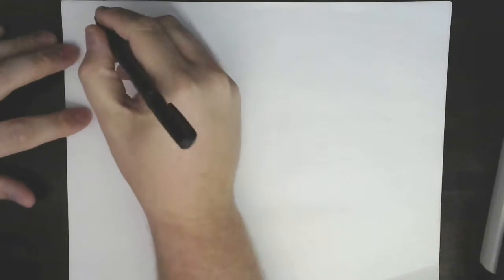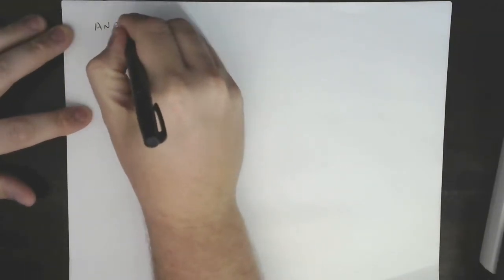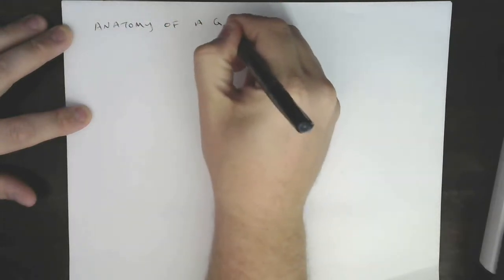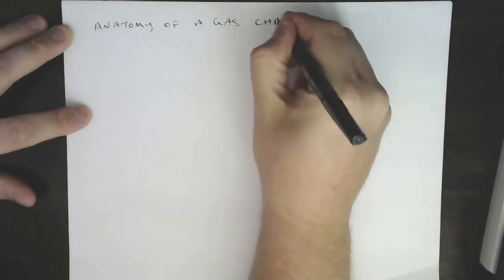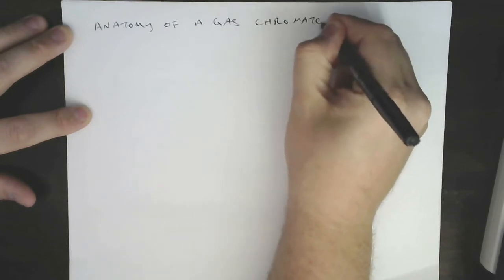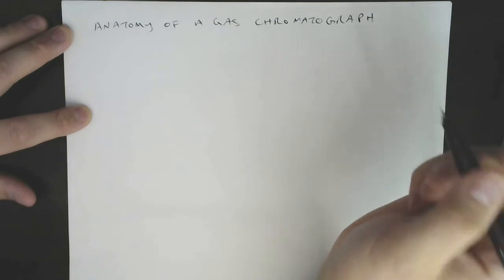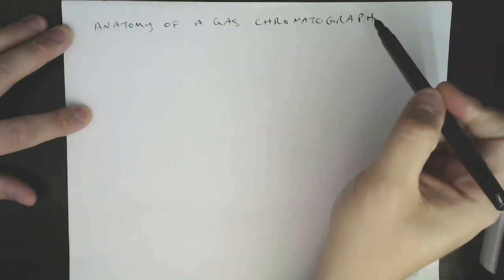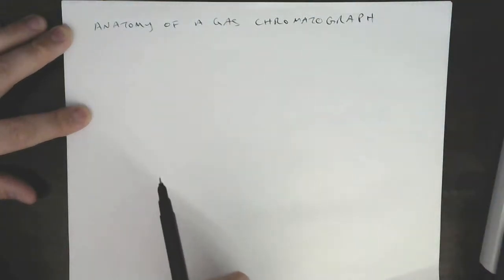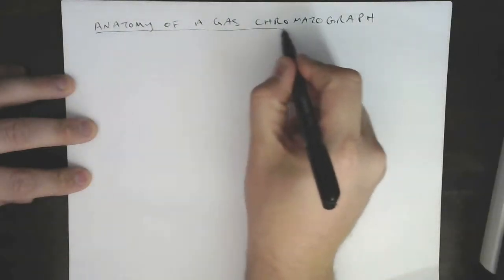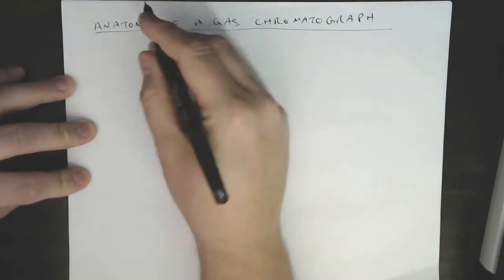And so we're going to start that by looking at the anatomy of a gas chromatograph. Remember, the chromatograph is the instrument. The chromatogram is the data that comes off that instrument. So here is what a GC instrument looks like.